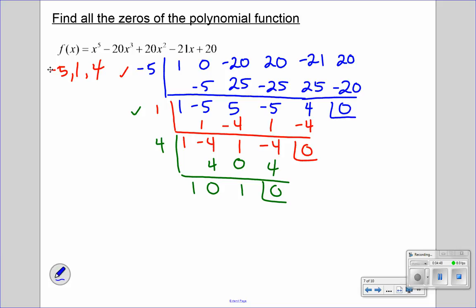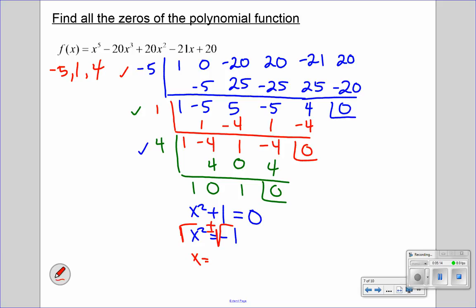Now, what we have left over is we went from x to the 5th, x to the 4th, x to the 3rd, and now we're at x squared plus 1. And we're going to set it equal to 0 to find our other zeros. Since we have an x to the 5th, we've only found 3 zeros. So that means we have 2 more left. So we can solve this by subtracting 1, square root, plus or minus.